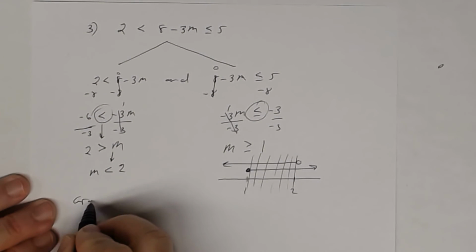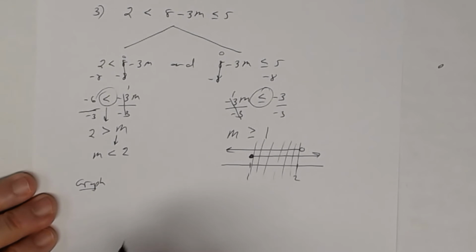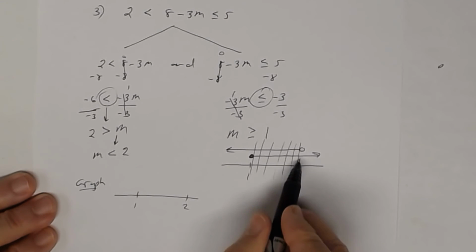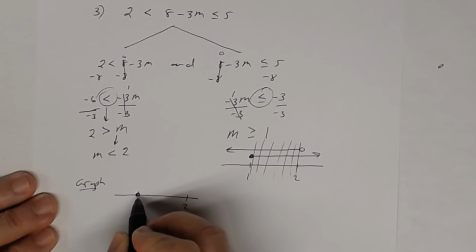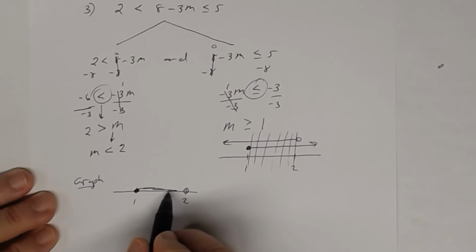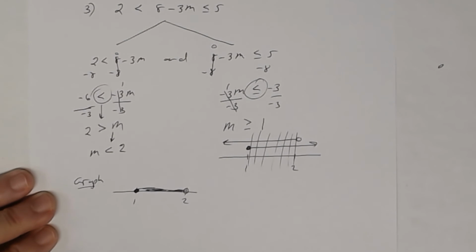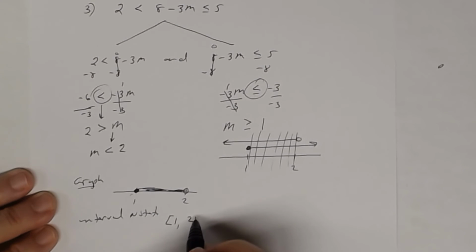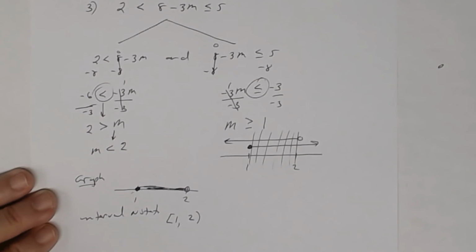And so the graph then, you're going to say 1, 2, so closed circle and open circle. So closed circle on 1, open circle on 2. So you're going to shade in everything between them. So there's the graph. The interval notation, you're going to say bracket 1, closed circle bracket, make sure it looks like a bracket, 1 all the way to 2, parentheses. Make sure it looks like a parentheses.